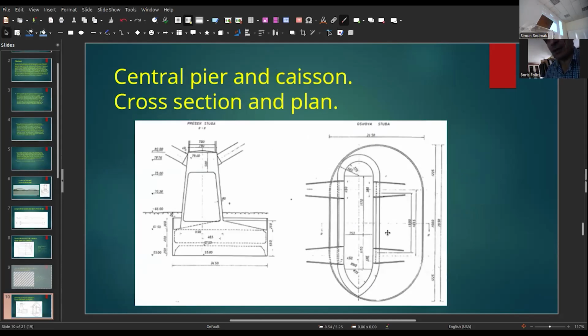This is the central pier caisson. It is eccentric because of the different lateral forces on the big arch and the little arch.